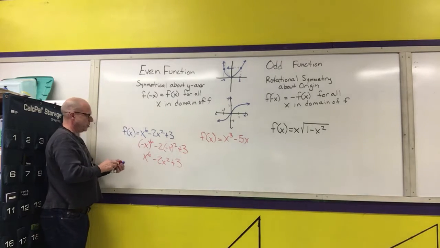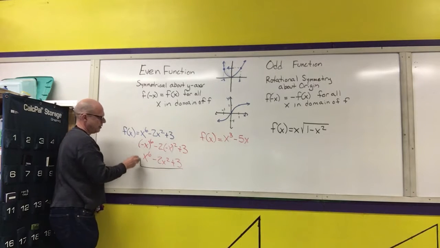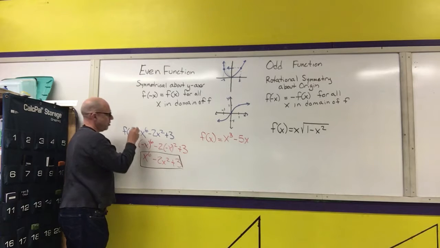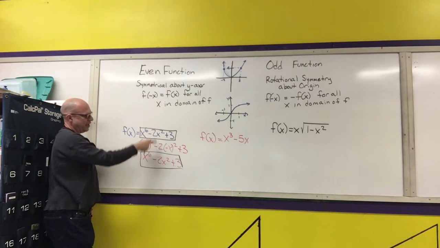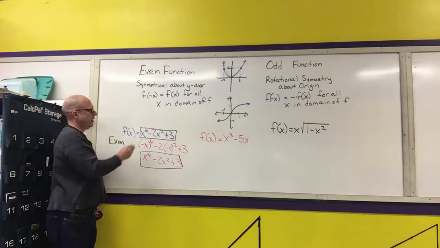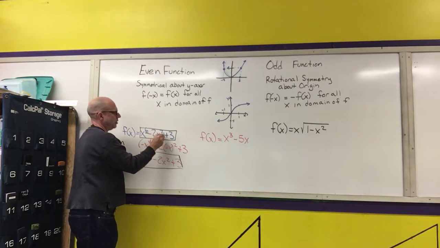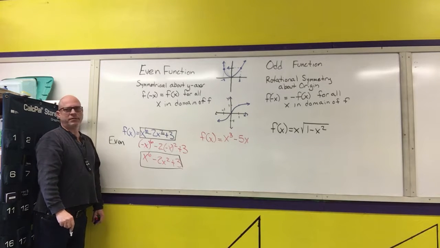And I note that my function after simplifying is equal to my original function. Therefore, the y values would be the same whether I put a negative x in or just an x in. So this one does have even symmetry. In general, if every power in a function is even, then the function will have even symmetry.